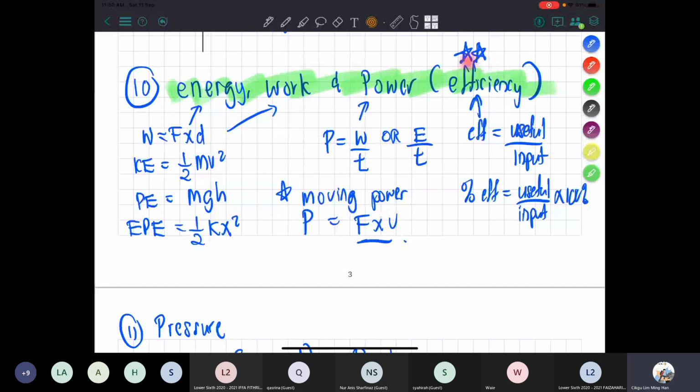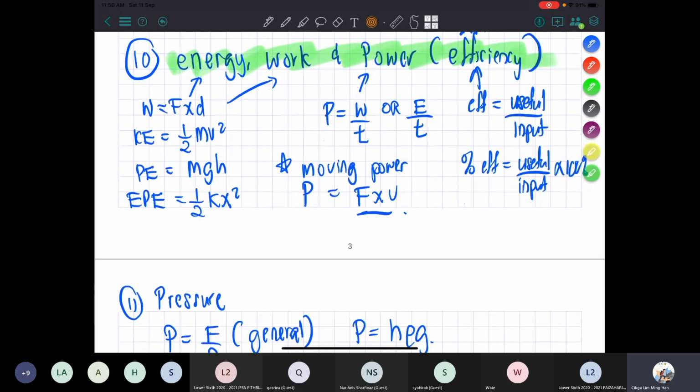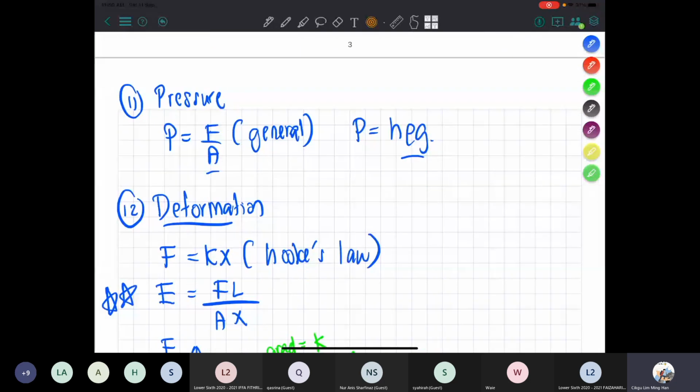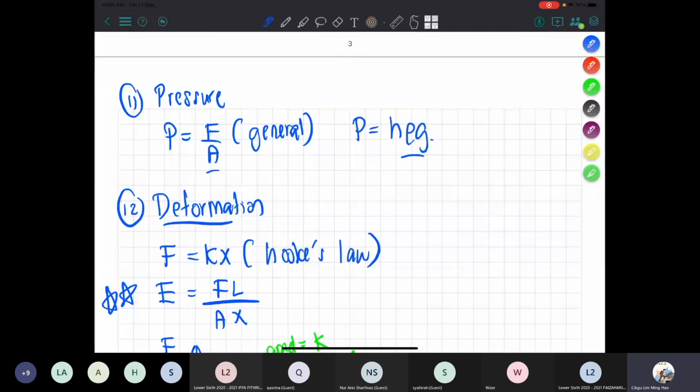Efficiency, yeah. Can you see the star I put there, the 2 star there? Just now, I think I saw some question on this efficiency. So try your best to apply the whole thing here. All right, pressure, we have, of course, F equal to MA, and this one is pressure in liquid. So these are the two formula that you must remember.